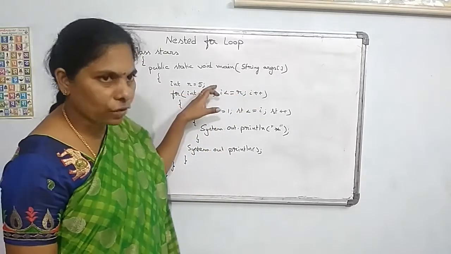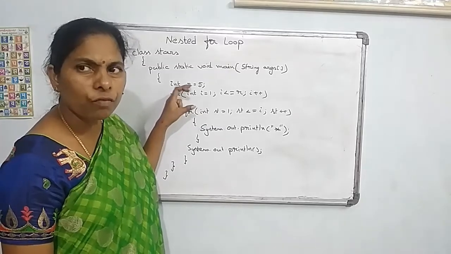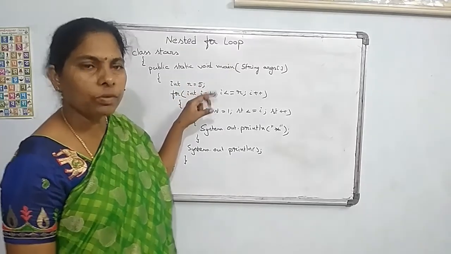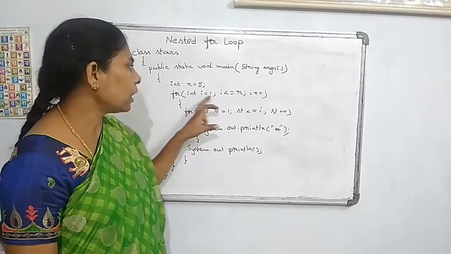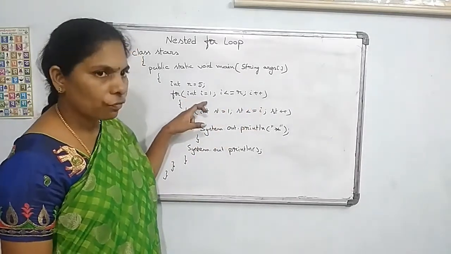Int r equal to 5. The r means the number of rows. I want to print 5 rows, so I am taking r equal to 5. For int i equal to 1, i less than or equal to r, i plus plus. So this is the outer for loop.